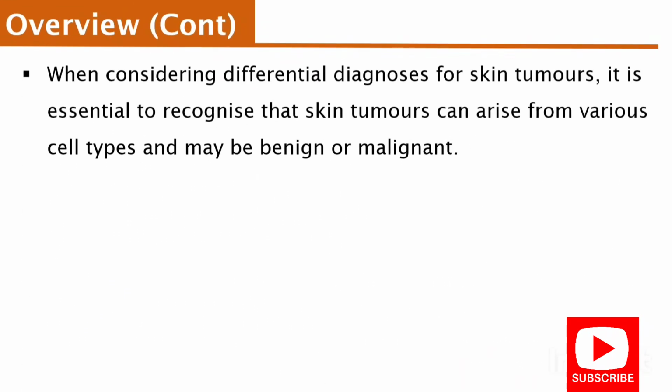Still in the overview, when considering the differential diagnosis of the skin tumor, it is essential to recognize that the skin tumor can arise from various cell types, and that may be either benign or malignant. So you can see it in different types of cells and locations, and it could be malignant or benign. So it's important that we determine which direction that growth is taking, towards a benign tumor or a malignant tumor.